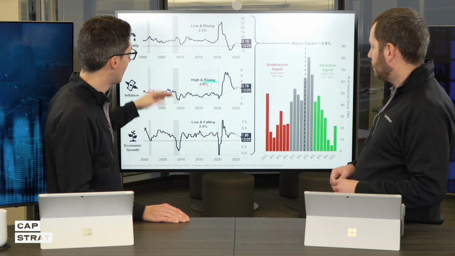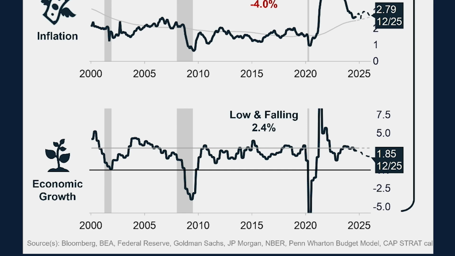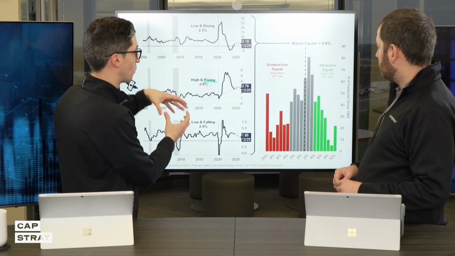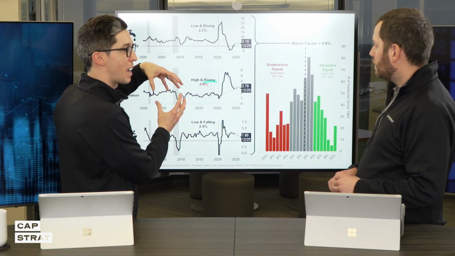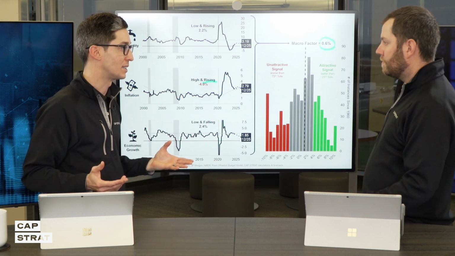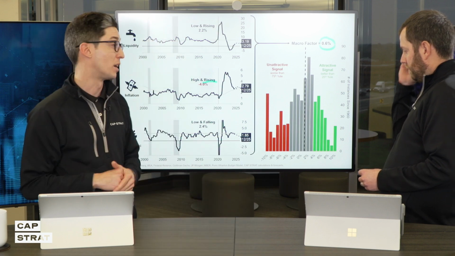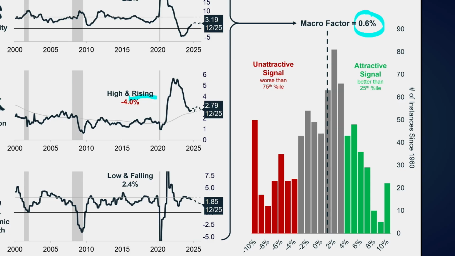So that's a negative, and that's partially being offset by economic growth, which is low and falling, but it's not that low and it's not falling that quickly. So we blend all these things together and we say, the totality of this macro outlook, is this attractive or unattractive relative to history since 1960? And what you'll see, based on this histogram, is it's neither attractive nor unattractive. It's right around the 50th percentile, about the 46th percentile. So a very benign economic outlook in terms of our investment framework.